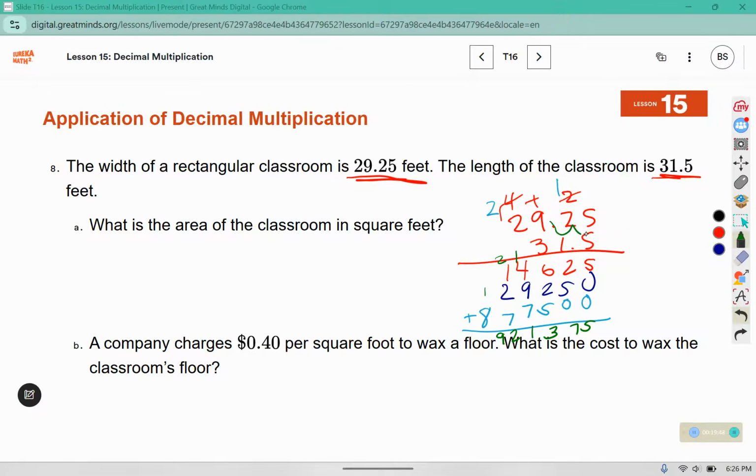I have 1, 2, 3 decimal places in my question. 1, 2, 3 in my answer, so it should say 921.375 feet squared.